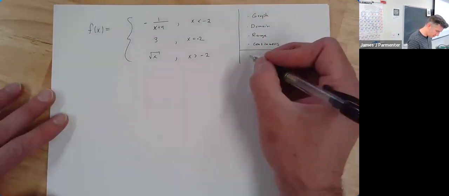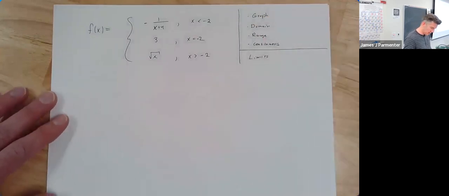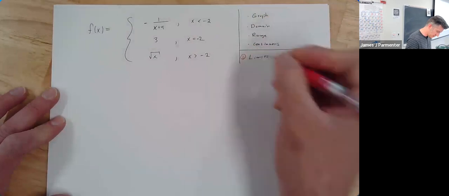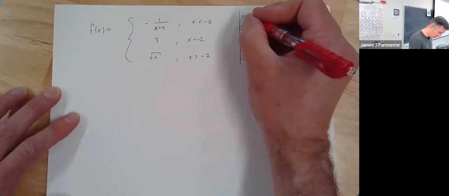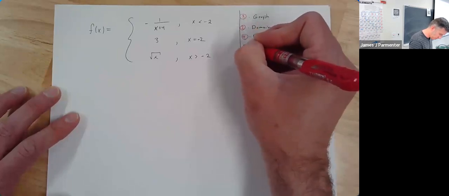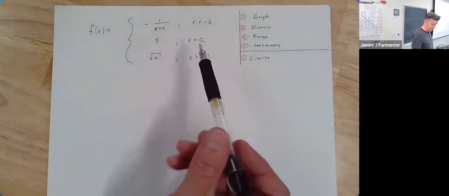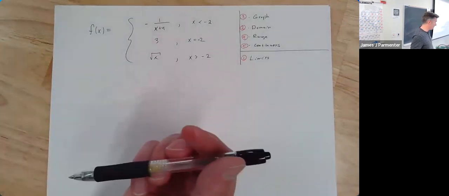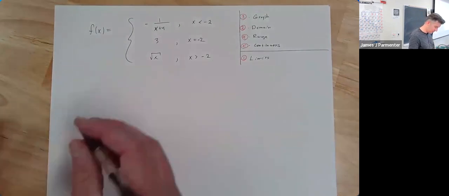I would say the order you should really probably do things in is first deal with the limits, then deal with the domain, then deal with the graph and range and continuity afterwards. You probably do those either way. That's what I would do. The limits are almost always going to be about what's happening at the place where you change from one piece of the function to the other piece of the function. So we are definitely concerned with the limits as x approaches -2.